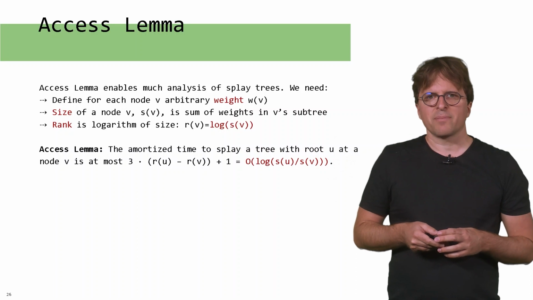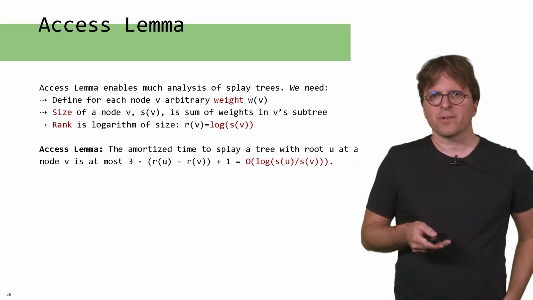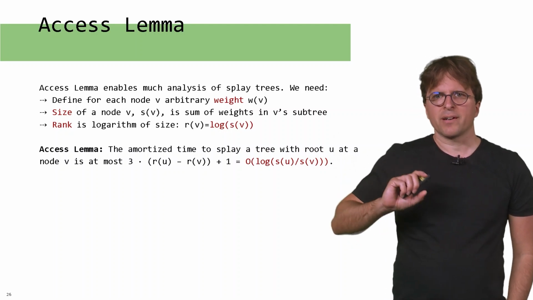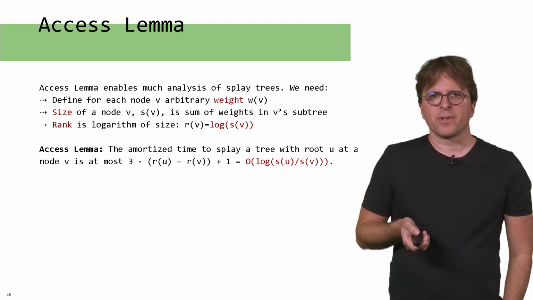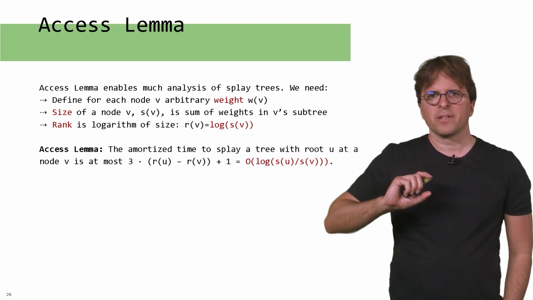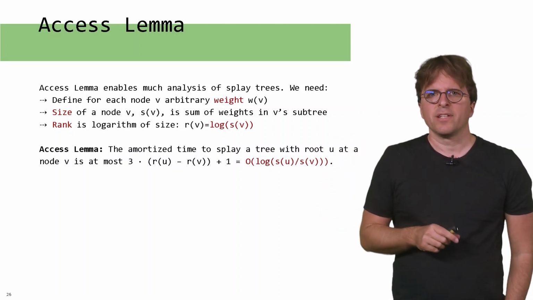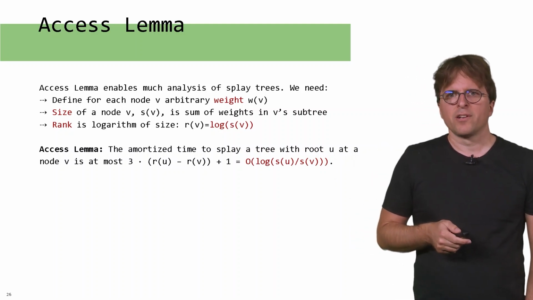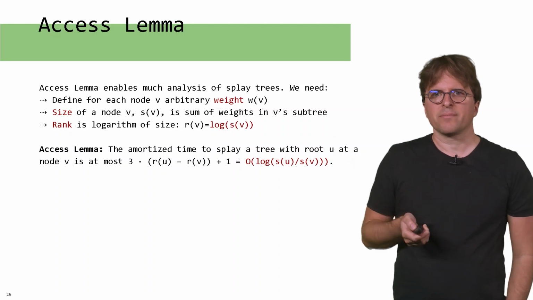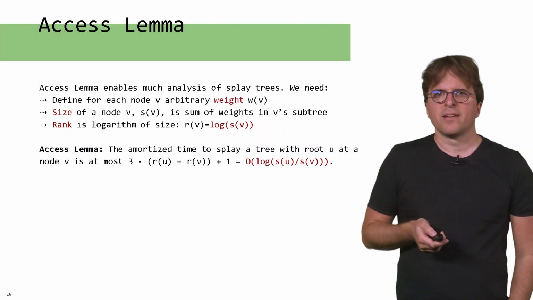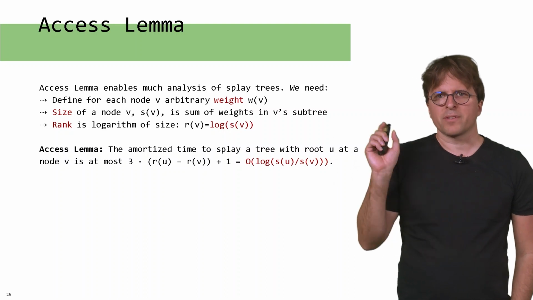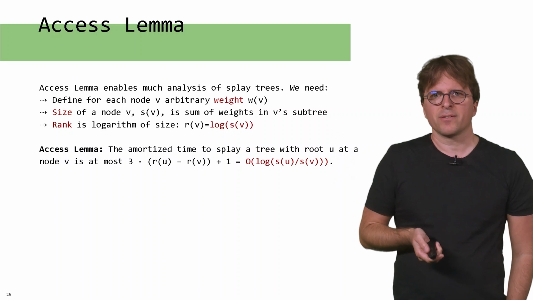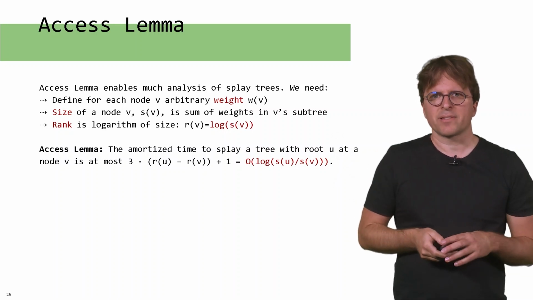So what the access lemma states is that the amortized cost to splay a tree with root u to a node v, okay, so the cost of splaying v to the root, is 3 times (the rank of u minus the rank of v) plus 1. And actually you can show that this is in the order of the logarithm of the size of u divided by the size of v. So this is what the access lemma states.